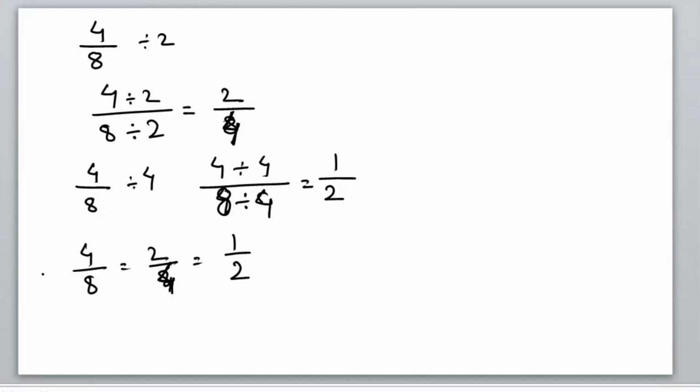So now we find the equivalent of 4 by 8. What are the equivalent of 4 by 8? The equivalent of 4 by 8 are 2 by 4 and 1 by 2. Here we use the divide to find the equivalent fraction. Okay, take another example.